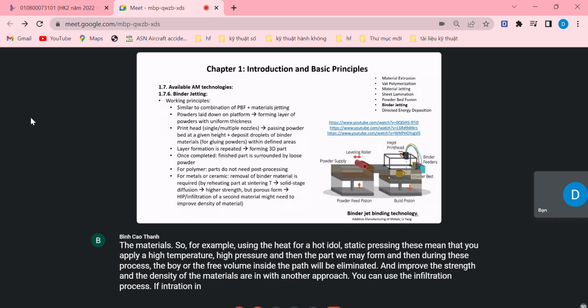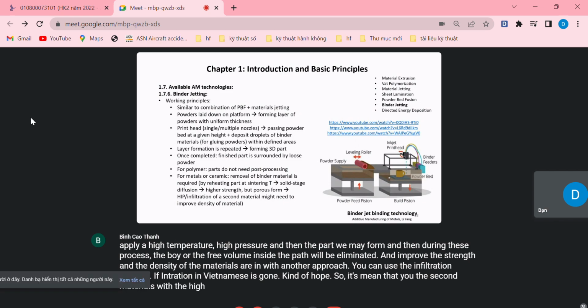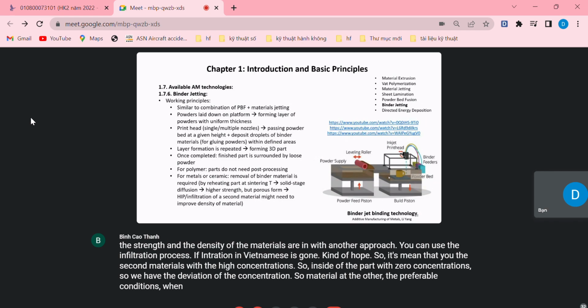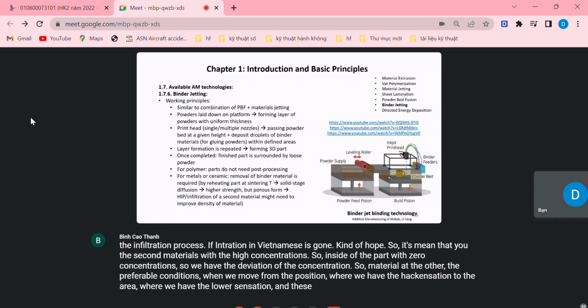Infiltration in Vietnamese is called thẩm thấu. It means that you use a second material with high concentration, and inside the part we have zero concentration, so we have a difference in concentration. The material will move from the position where we have the high concentration to the area where we have the low concentration. And this is the process in order to improve the density of the material.